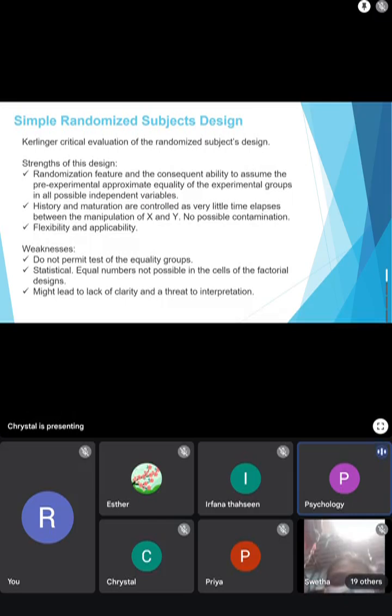So that is what it says. And finally, it may be leading to an ambiguity. There won't be any clarity to your outcome, so the interpretation will be faulty. So that is the drawback of this design. That is why you actually go to something called factorial design.